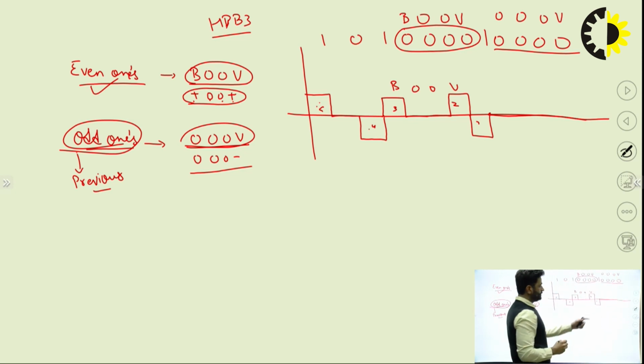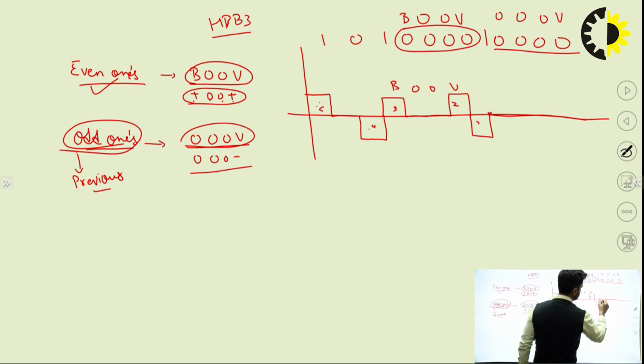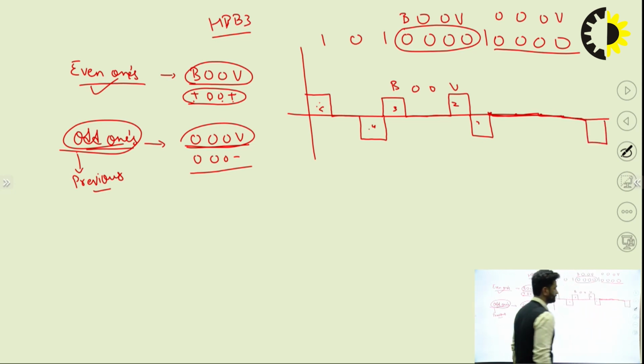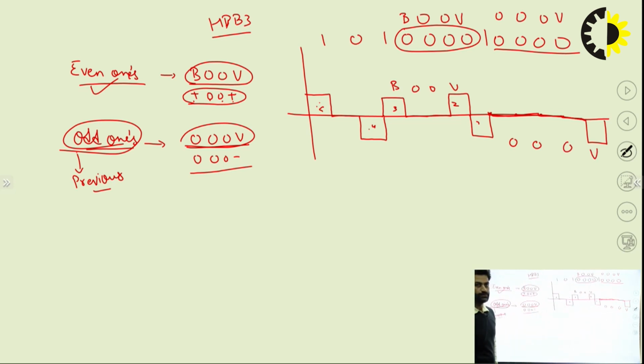To show this in the graph, it will show 000 followed by a negative, meaning 4 times 0: 1, 2, 3, 4, and a negative voltage. It is over, 000V. Right? This is the example of HDB3.